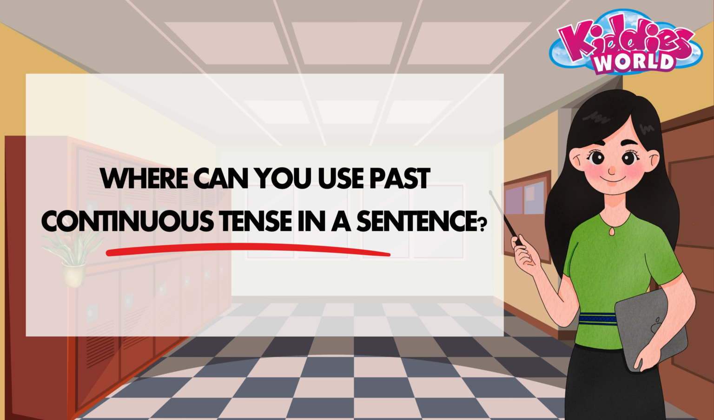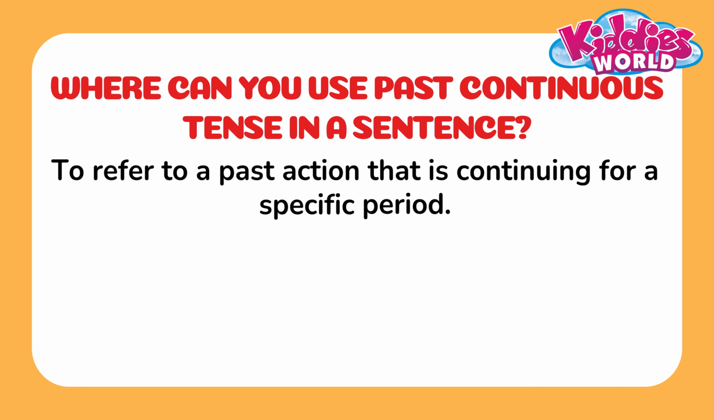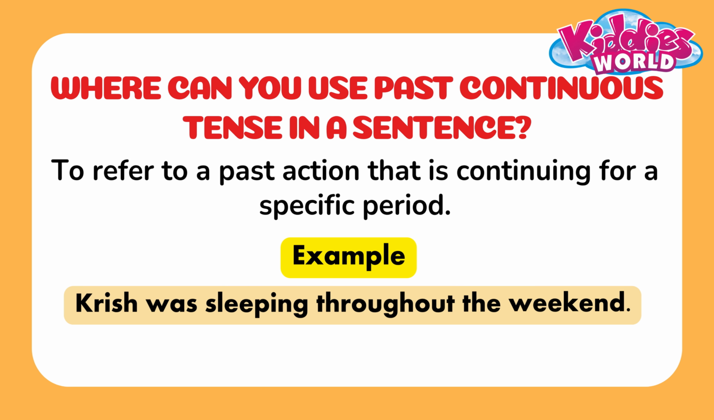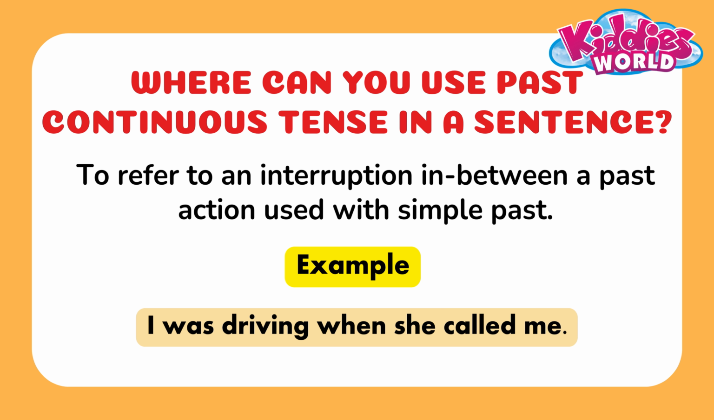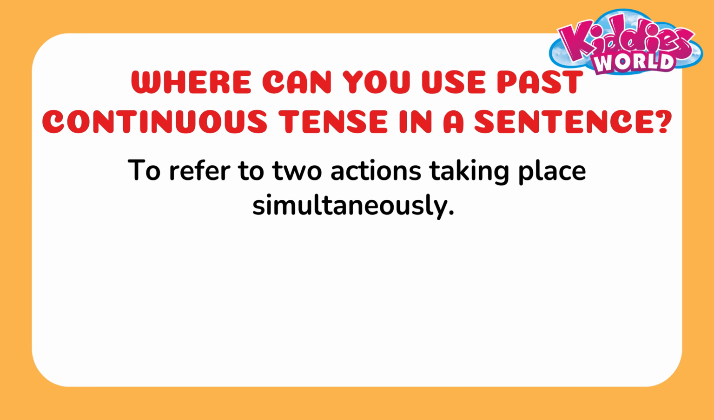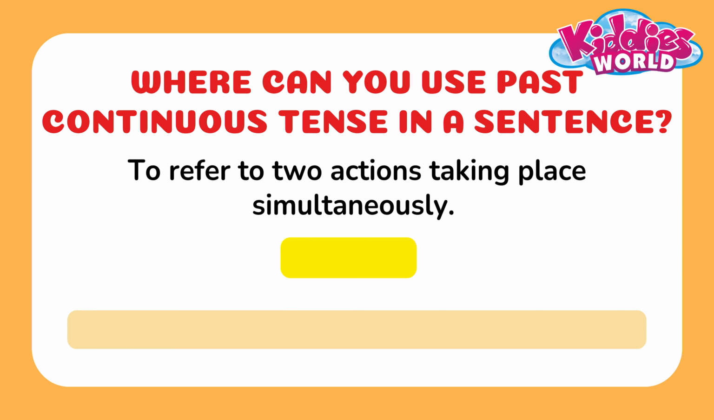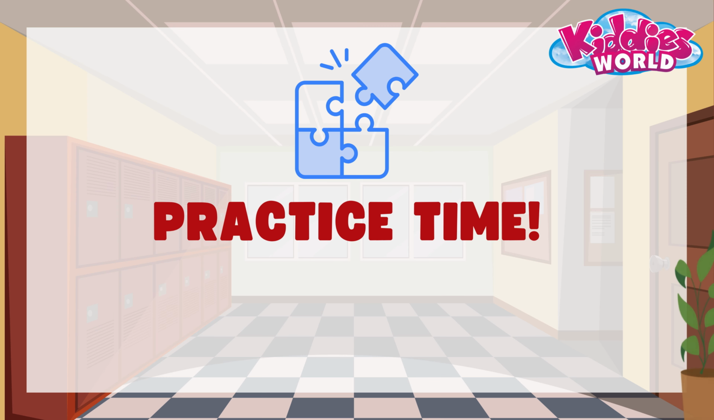Where can you use past continuous tense in a sentence? To refer to a past action that is continuing for a specific period. Check the example. To refer to an interruption in between a past action, used with simple past. To refer to two actions taking place simultaneously. Check the example.